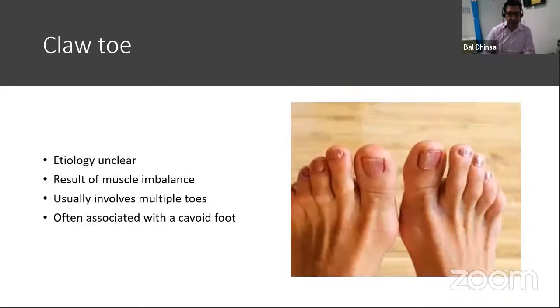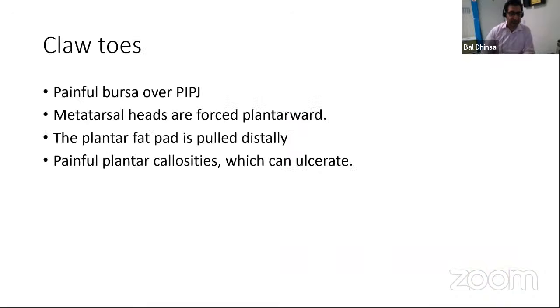And then we move on to claw toe. The etiology, once again, is not completely clear. It may be associated with the same conditions as a mallet toe, hammer toe, and often as a result of a muscle imbalance between the intrinsic and extrinsic musculatures. It usually involves multiple toes, as I mentioned before, and it can be associated with a cavoid foot, and also the numerous neuromuscular conditions that are associated with that. The ones we often see in my practice are people that have possibly had CP or polio in the past. They often have a claw toe or a pes cavus, as I mentioned.